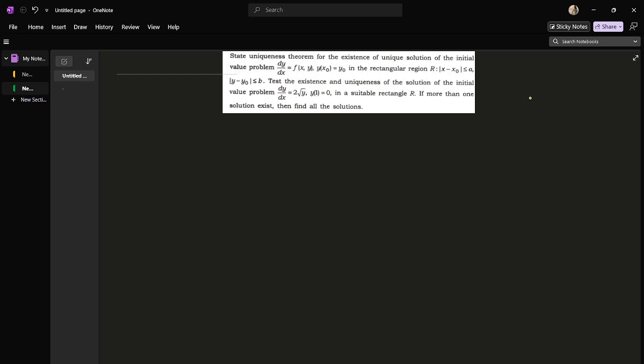The question has a second part that asks us to test the existence and uniqueness of the solution of the initial value problem dy/dx = 2√y, y(1) = 0, in a suitable rectangle R. If more than one solution exists, then find all the solutions. For the first part, we have to state the uniqueness theorem.